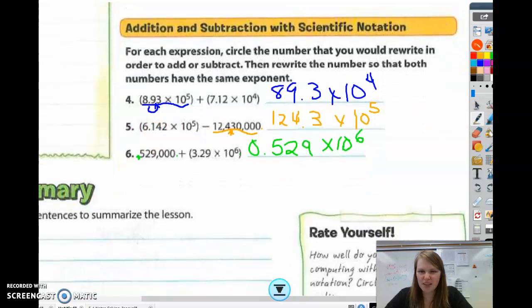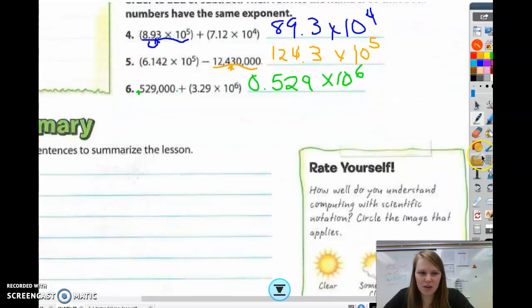I need some workspace. Okay, so we're going to work on number 4 here. So 89.3 plus 7.12. This gives 96.42. What is our end? The end of it says times 10 to the 4th, right? So here too I'm going to do times 10 to the 4th.